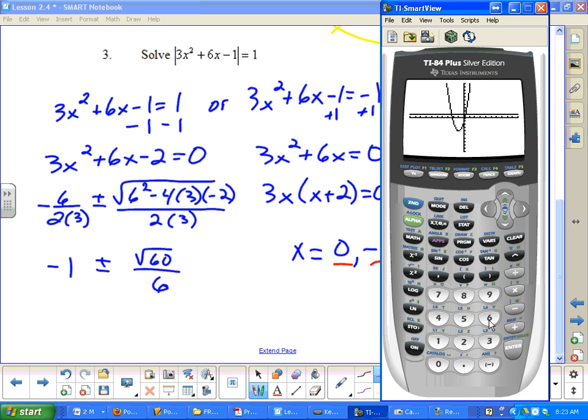Now, if I hit trace, let's use our intelligence. I can do negative 1 minus the square root of 60 divided by 6. Oh man, why wouldn't it do that? Okay, it won't do it there. If this is an answer, then it's going to be right there, right? Enter. Yep, there it is. Negative 1 plus the square root of 60 divided by 6. And hey, look at that. All 4 of them work.